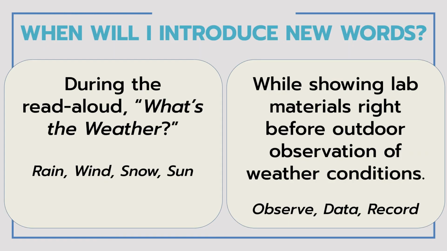Then you're intentional and you identify when you would introduce those words inside your lessons. During the read alouds I had planned, I have one called What's the Weather? And I see those words rain, wind, snow, and sun. So that's when I'm going to embed some of those. And when I have a lab that's planned and I'm showing those materials right before students observe, I'm going to explain those words observe, data, and record so that they have them ready to go to practice in that task.